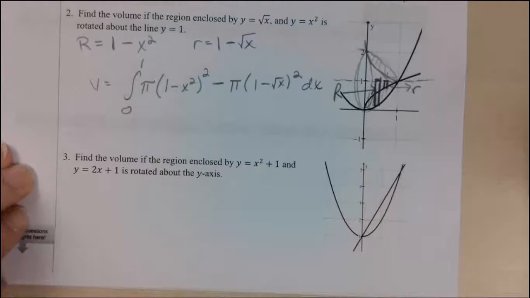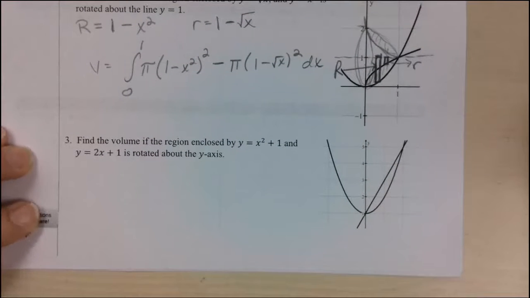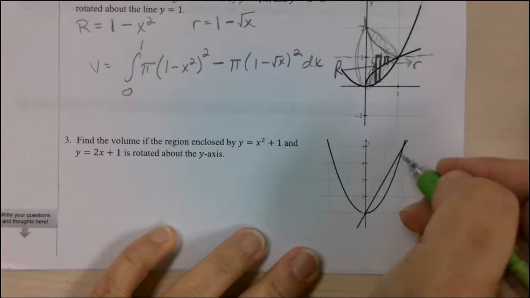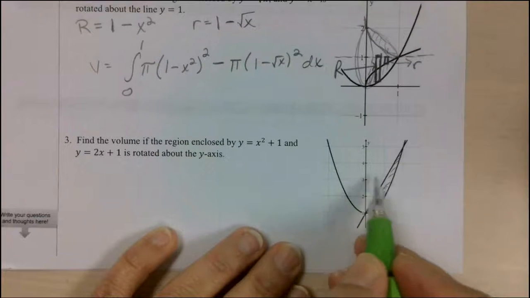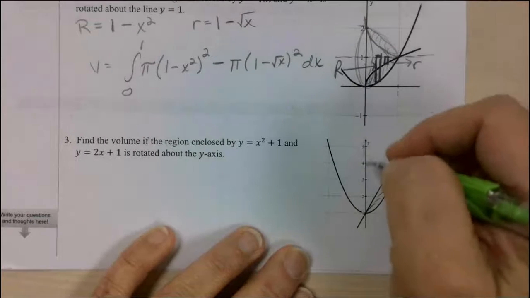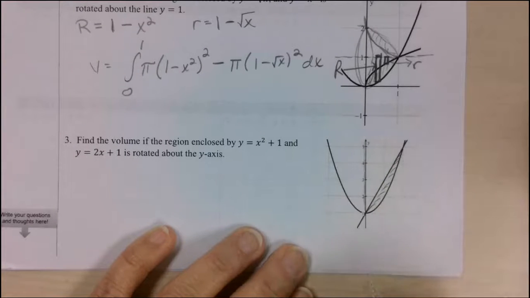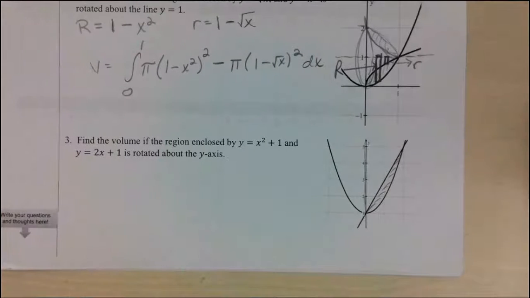All right, let's look at example number 3. In this case, we're going to rotate around the y-axis. And so here's my region, and we're going horizontally this time. Axis of rotation is the y-axis. It's still going to be the same formula, pi big R squared minus pi little r squared, integral from a to b, but your limits are going to be y numbers this time.